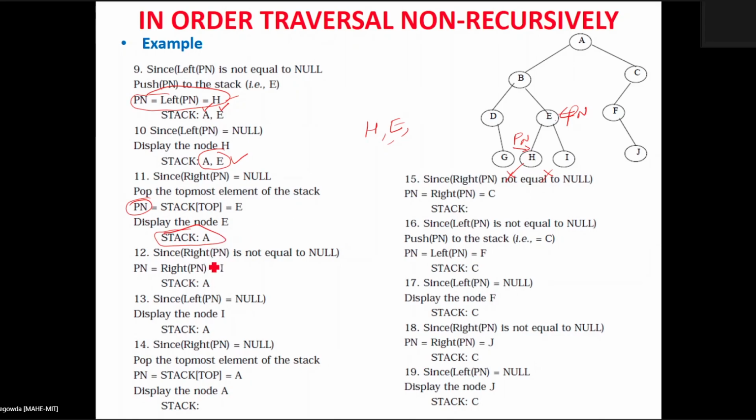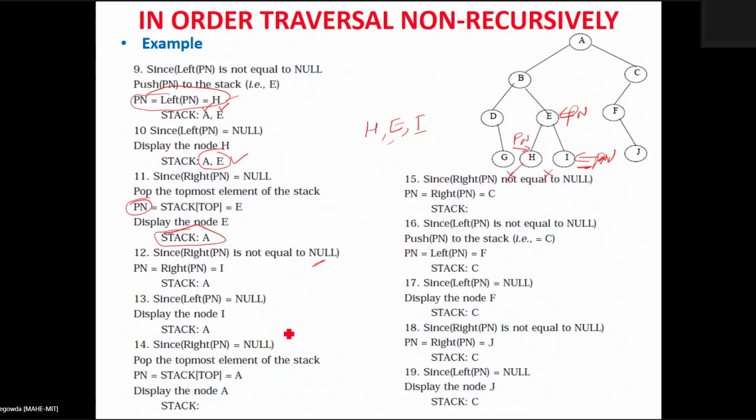Now right of Pn is not equal to null, so you have to advance the pointer to the right of Pn. Pn is currently pointing to E, so when it is advanced, Pn is now pointing to the I node here. There is no left node for I, so you display the node I value. Then there is no right node for this I node.